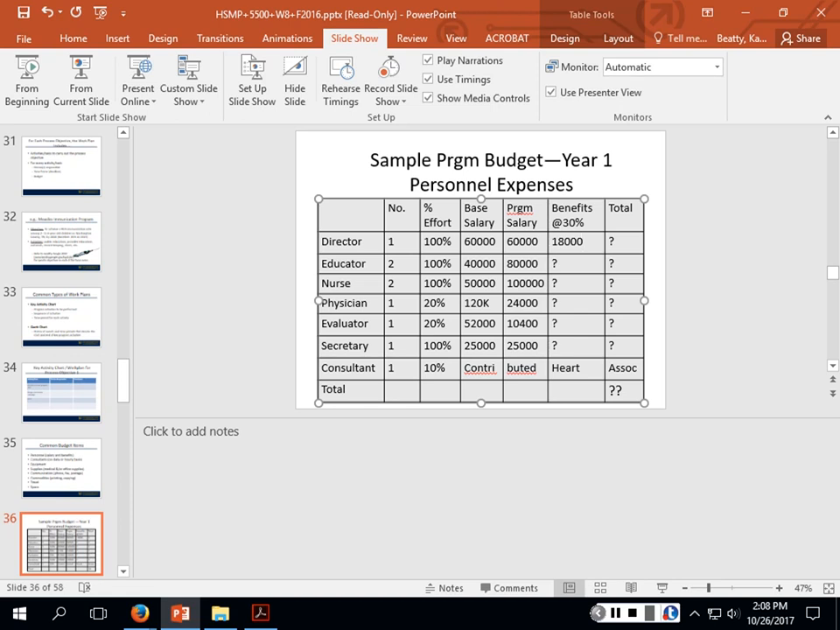Why is the program salary for the director 60,000 and the other one double? That's the question. You got your answer? Okay. So how did she calculate the 18,000? How did she get that figure?